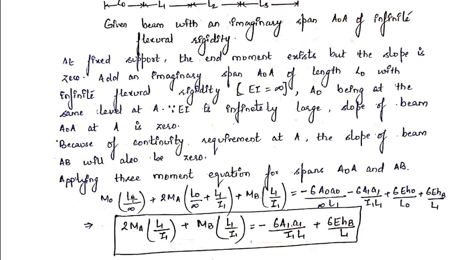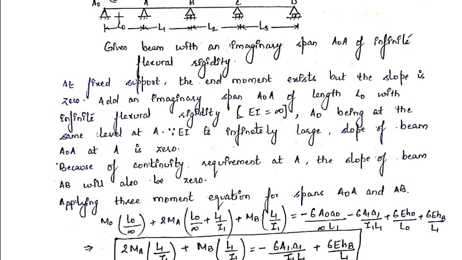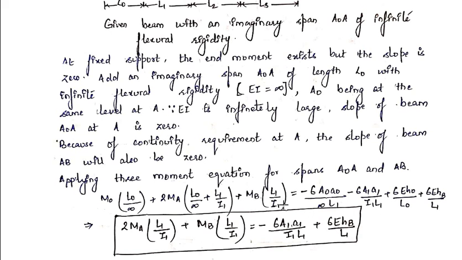See, the value of L0 upon infinity will be 0, because anything divided by infinity is 0. So the divided by infinity terms will automatically become 0, leaving out these terms. So the three moment equation for the imaginary span will be reduced to this. After using this equation we can get the value of the bending moments at different supports.